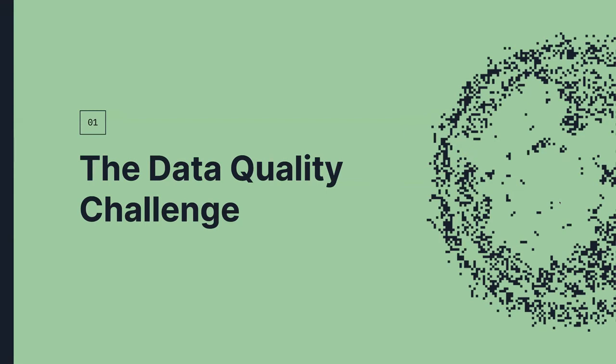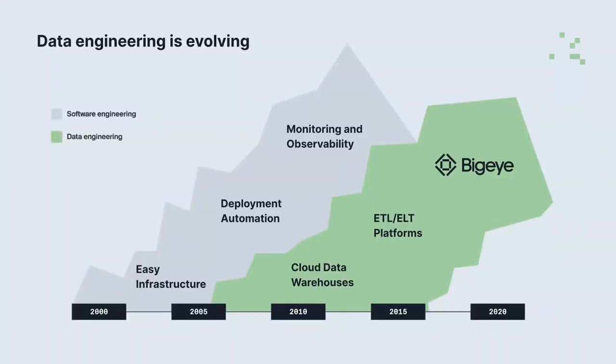So let's talk about the data quality challenge and why it's so important today. Here at Bigeye, we see data engineering evolving similarly to how software engineering evolved over the last 20, 25 years. If you look at the software engineering side of the timeline, you'll see that software engineering and DevOps really started due to easy access to infrastructure. Before AWS and GCP, applications were custom built and deployed on bare metal servers. Someone had to manually manage all the infrastructure themselves, and software was highly custom. With access to easy infrastructure in the cloud, developers could now spin up a new server or a new database with the push of a button.